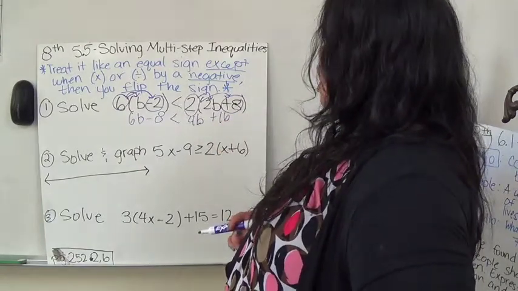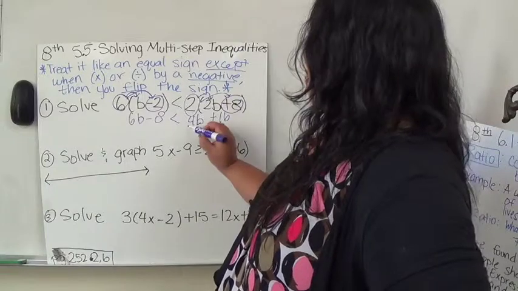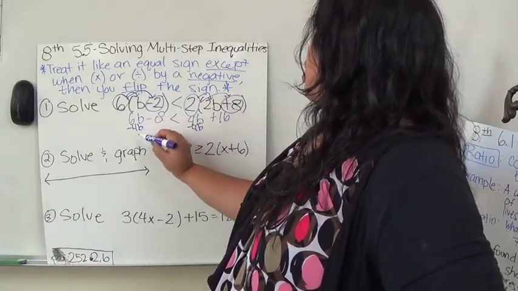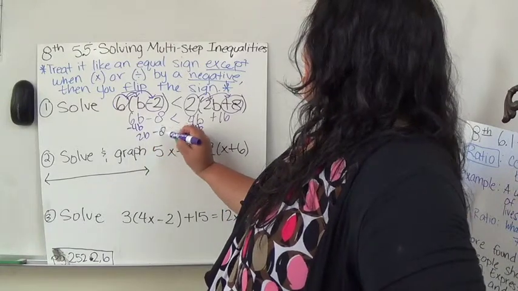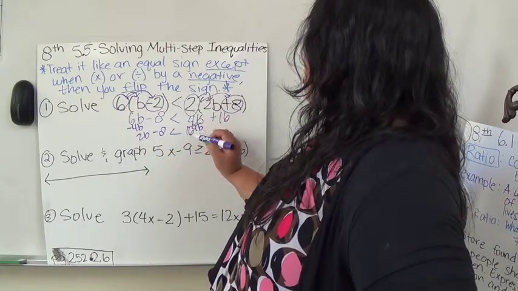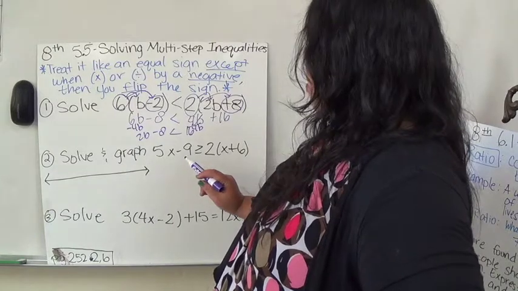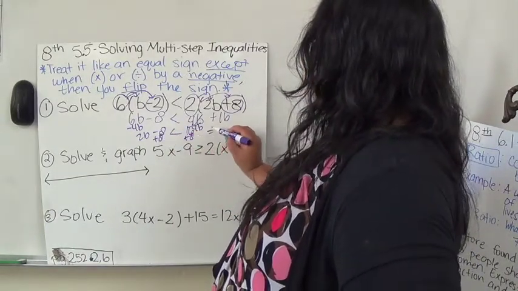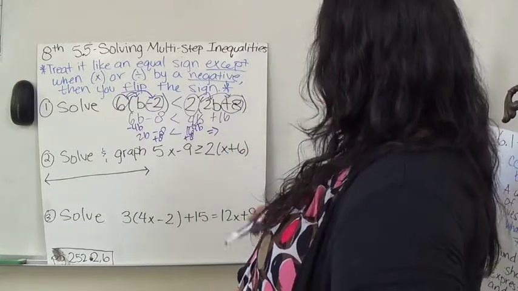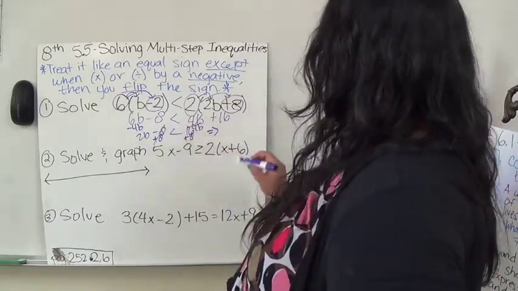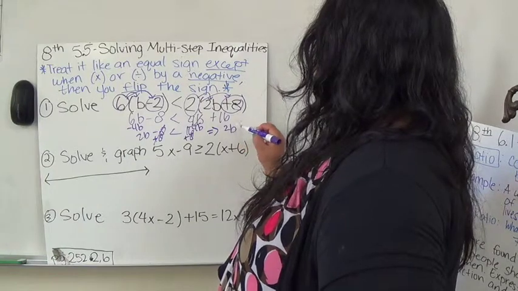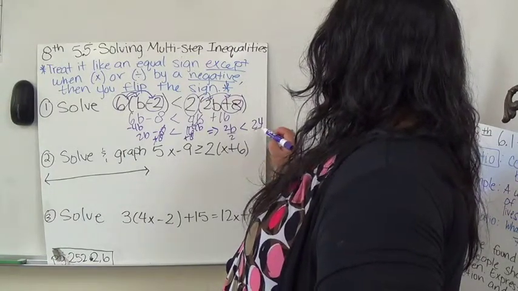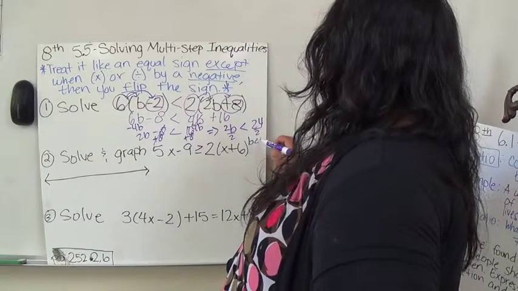Okay? Now I'm going to start moving. Let's start with subtracting 4b from this side. This gives me 2b minus 8 is less than, this cancels out, 16. I'm going to add 8. This cancels out. And I'm going to do 2b is less than 24. Divide by 2. B is less than 12.